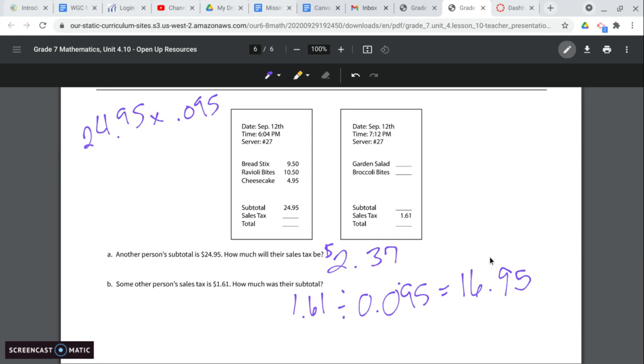There can be a range, though. It can be from $16.90 to $16.99. Because we're dealing with the percentage and rounding, it'll affect it a little bit. We might round up or round down for that tax amount. So there's a range, but $16.95 would be a perfectly acceptable answer for this because we're finding what the total would have to be in order to have a percentage of 9.5, then getting $1.61 for an answer for that.